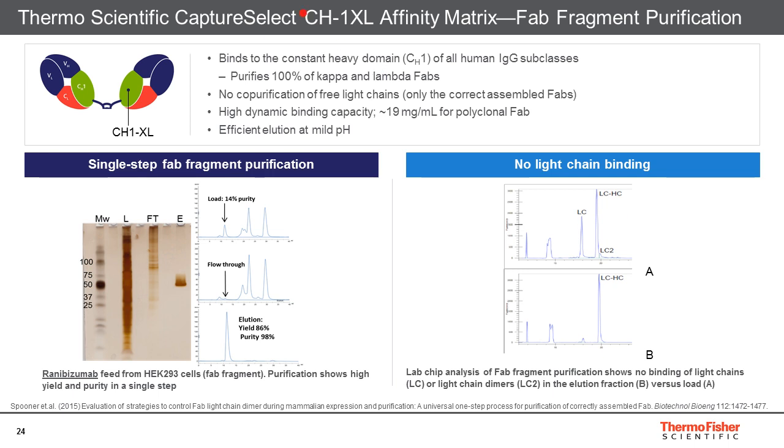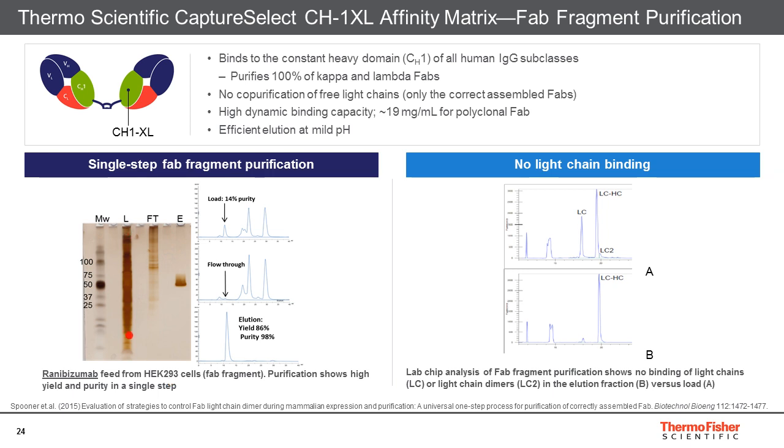And over here on this slide is a summary of the Ch1 Excel data for platform antibody fragment purification. Again, this was published by Spooner et al., who is using this as a platform, a universal one-step process for correctly assembled Fabs, published in Biotechnology and Bioengineering. And what you can see on this slide is a single-step Fab fragment purification. In this case it's ranibizumab, so Lucentis, feeds from HEK 293 cells.